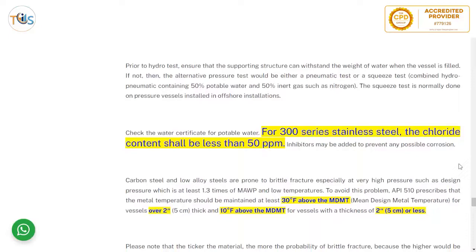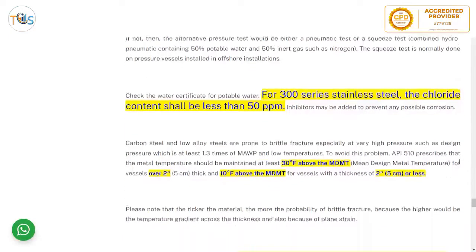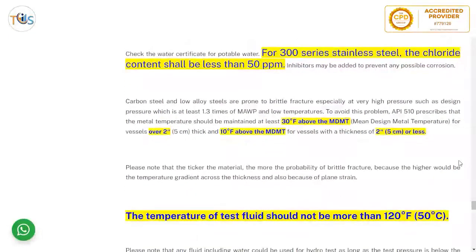Check the water certificate for potable water. For 300 series stainless steel, the chloride content shall be less than 50 ppm. Inhibitors may be added to prevent any possible corrosion. Carbon steel and low alloy steel are prone to brittle fracture, especially at very high pressure, such as design pressure, which is at least 1.3 times of MAWP and low temperatures.